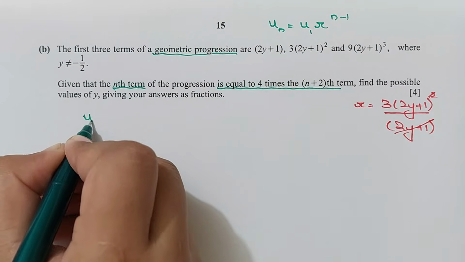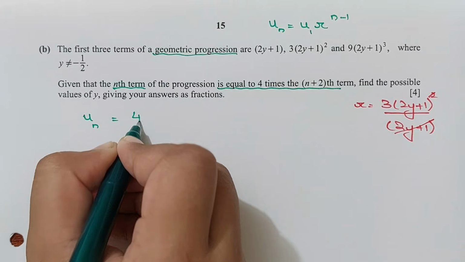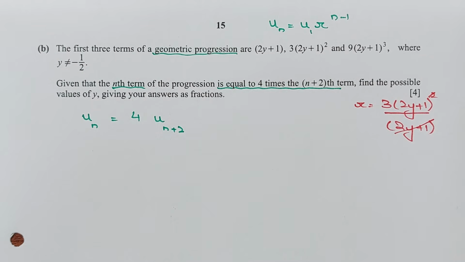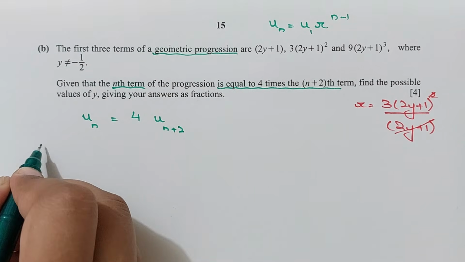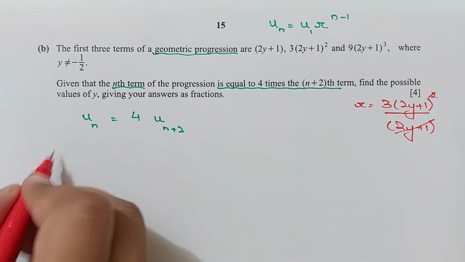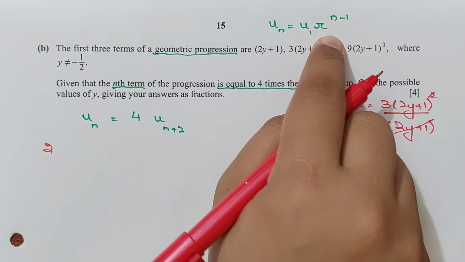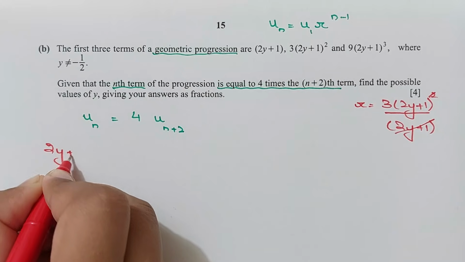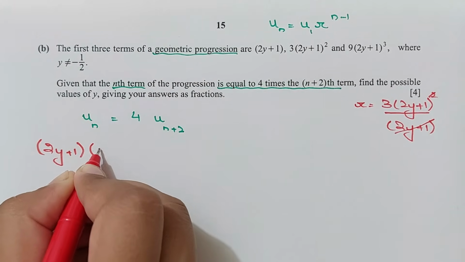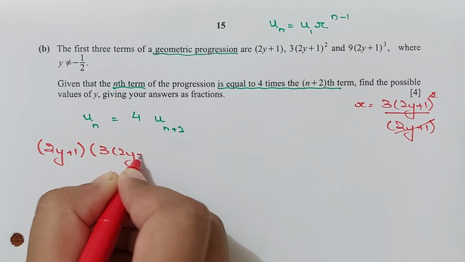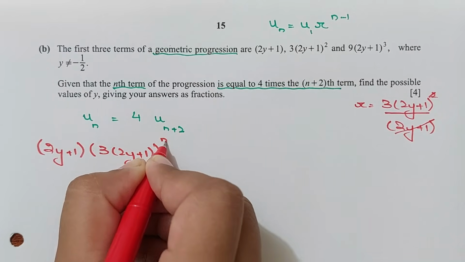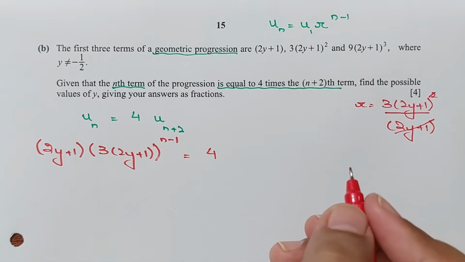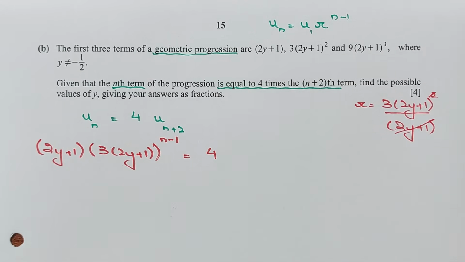So the nth term, we can say un equals 4 times u(n plus 2), and we have to solve for y. So un is the first term into the common ratio power n minus 1. The first term is 2y plus 1, into the common ratio, which is 3 into (2y plus 1), and its whole power is n minus 1. This would be equal to 4 into the (n plus 2)th term.